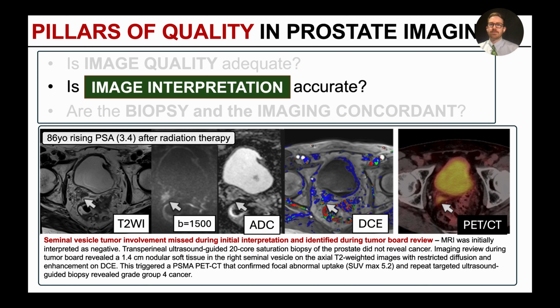Another rich source of feedback to our group of radiologists comes from cases discussed in the tumor board, as the example shown below. MRI of this patient was initially reported as negative, and a 20-core saturation biopsy did not reveal cancer. However, further review during tumor board discussion indicated a suspicious nodular focus in the right seminal vesicle. Subsequent PSMA PET-CT confirmed the suspicious finding, and repeat targeted biopsy demonstrated a grade group 4 cancer.